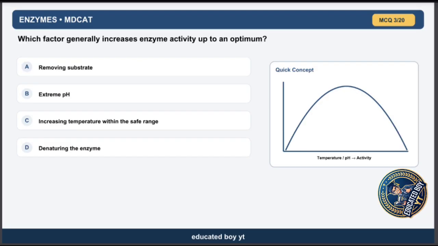Question number 3. Which factor generally increases enzyme activity up to an optimum? Option A, removing substrate. Option B, extreme pH. Option C, increasing temperature within the safe range. Right option is option C, increasing temperature within the safe range.